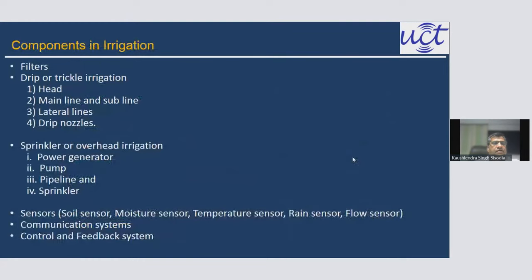And if we talk about the components in modern irrigation, there are filters. In drip irrigation, we have heads, main line, lateral lines, drip nozzles. If we use sprinkler irrigation, there is a power generator, pump, pipeline, sprinkler. And we have some sensors also used: soil sensor, moisture sensor, temperature sensor, rain sensor, flow sensor. And we have a communication system because if we have to control and monitor things, different valves and filters, we need a communication system that will send messages or signals from the controller to the end valve. Then we have a control and feedback system. So these are the different parts in the irrigation system.